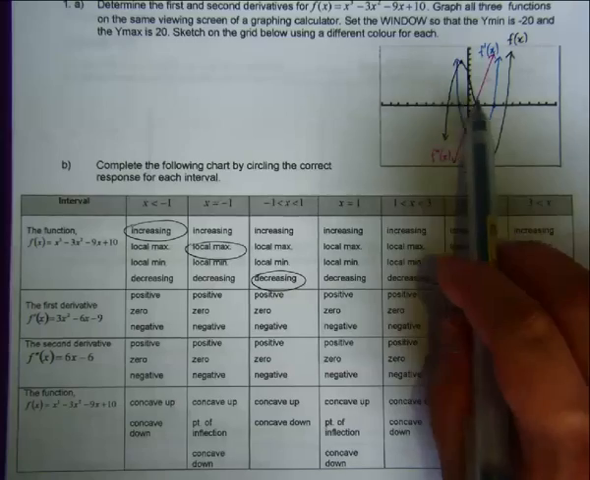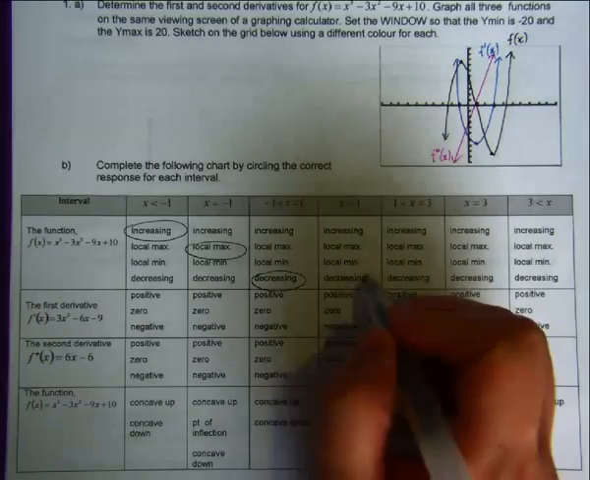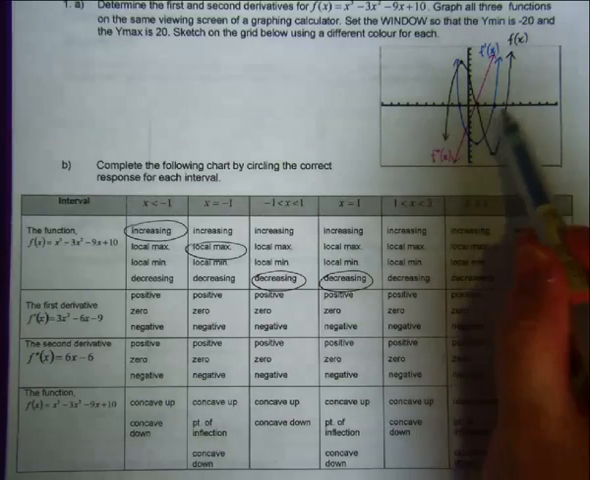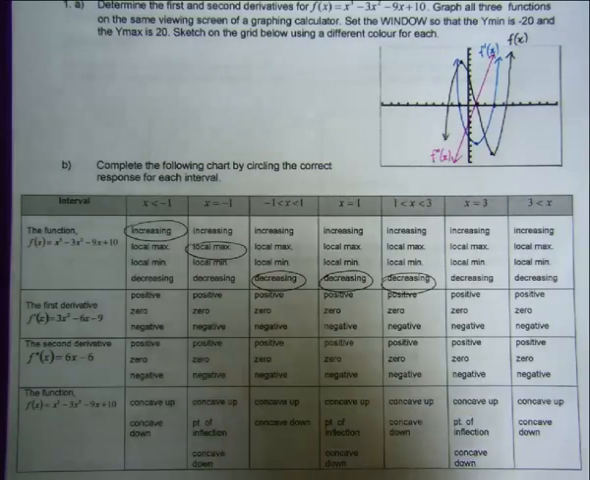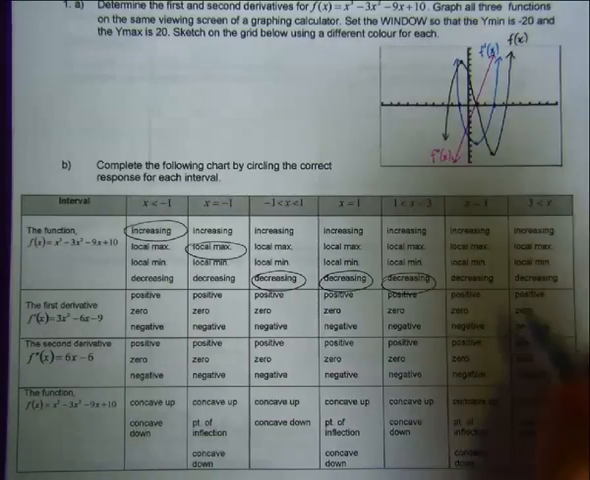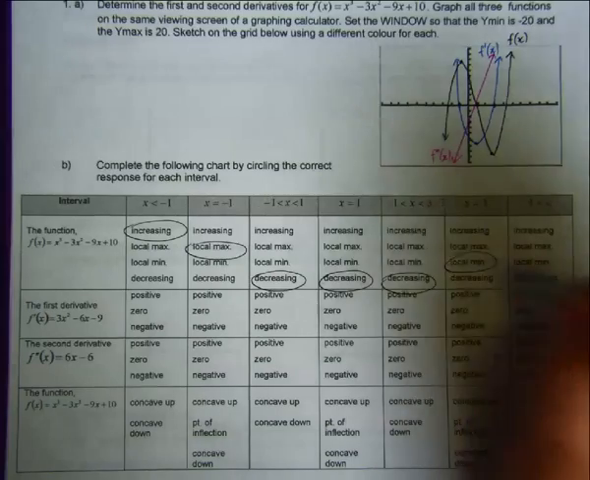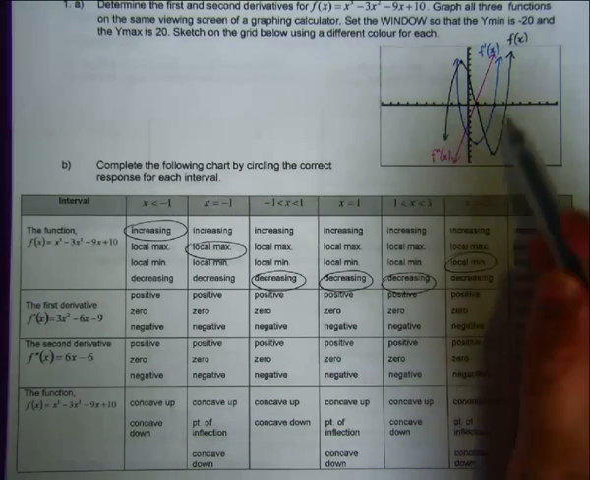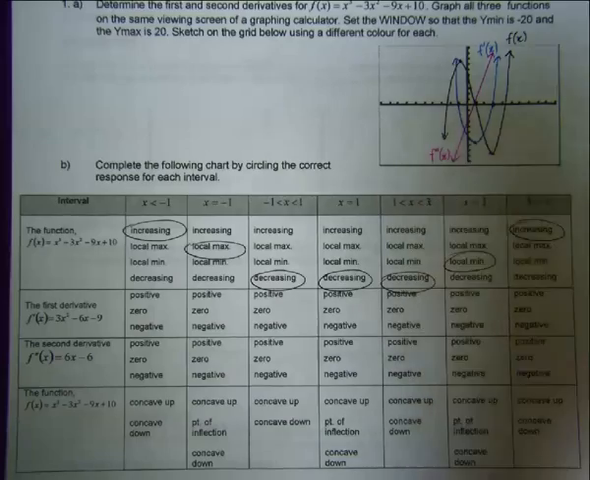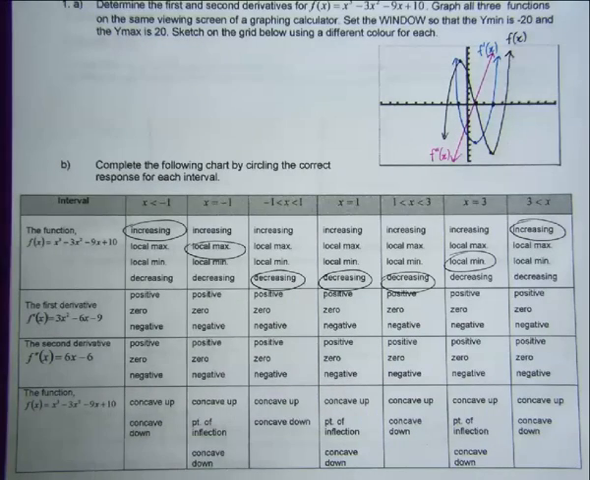At x equals 1, there's none of these important points. It's still decreasing. And from 1 to 3, the function is still decreasing. At x equals 3, we have a local minimum. And then when x is greater than 3, the function continues to increase. So that was looking at the original function f of x.